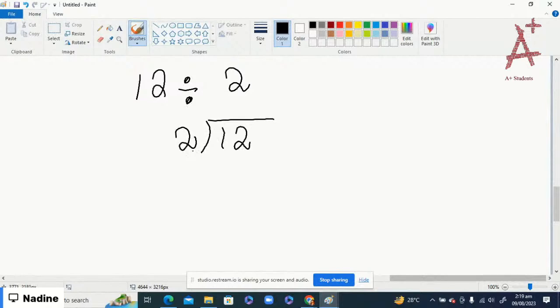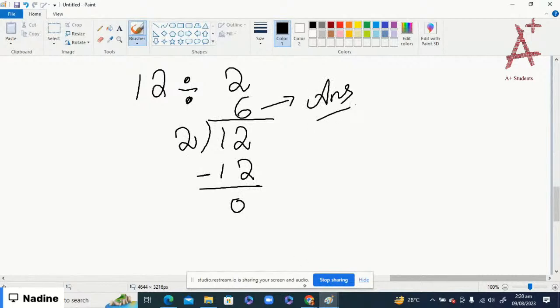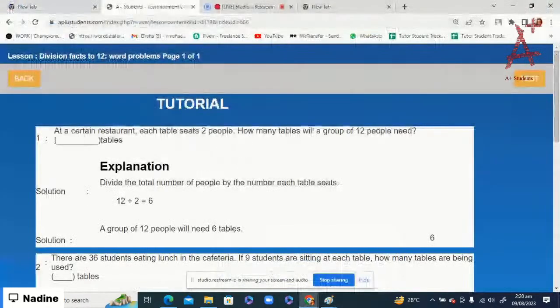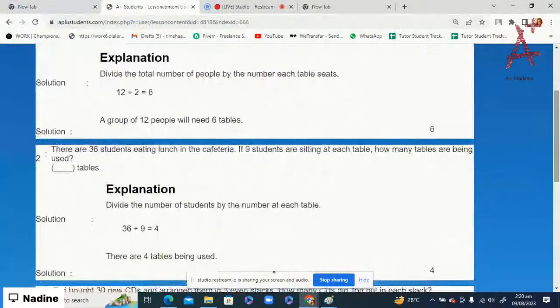2 times 1 is 2. 2 times 2 is 4. Then 3 is 6. Then 2 times 4 is 8. 2 times 5 is 10. And 2 times 6 is 12. So here we're going to put 2 times 6 is 12. Now again subtract it, that's 0. And here is your answer. So 6 tables basically for 12 people. Okay. So a group of 12 people will need 6 tables.